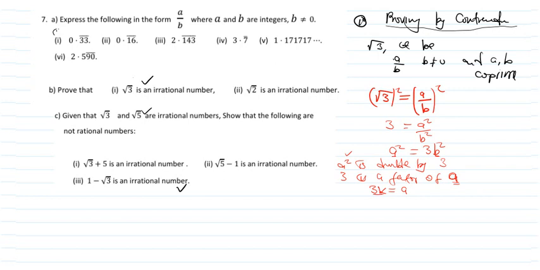we'll substitute where there is a squared. I'll put 3k squared is equal to 3b squared. Once I square that, it will be 9k squared is equal to 3b squared. From there, I can simplify this, divide by 3, that will be 3k squared is equal to b squared.